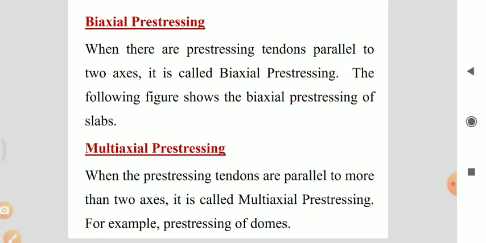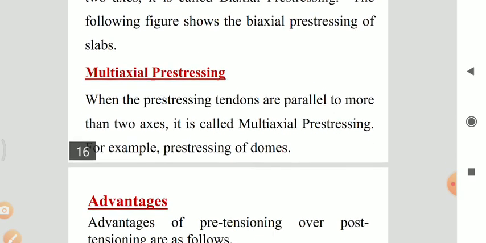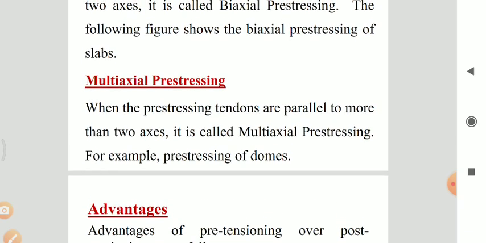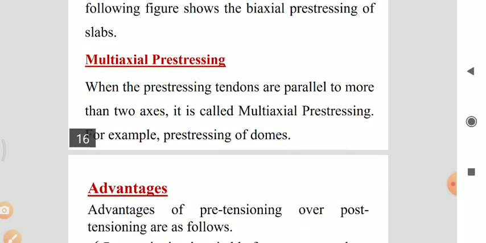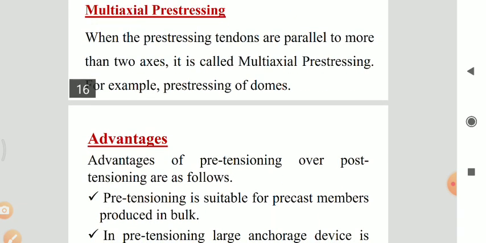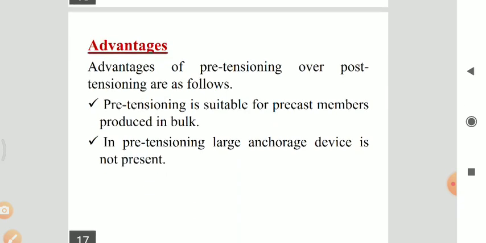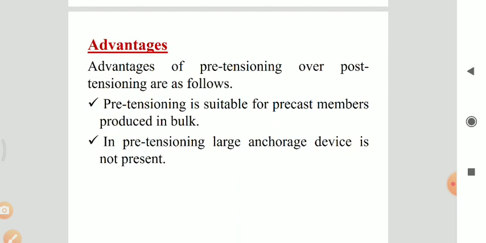Then multi-axial pre-stressing, when the pre-stressing tendons are parallel to more than two axes. For example, pre-stressing of a dome. You have seen a dome structure which has reinforcement; when we construct it in RCC, we have to provide reinforcement in 360 degrees. In a similar way, in pre-stressing we have to pre-stress the dome in a multi-axis way.